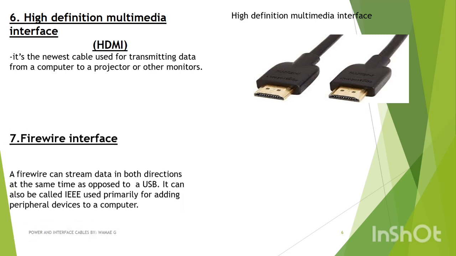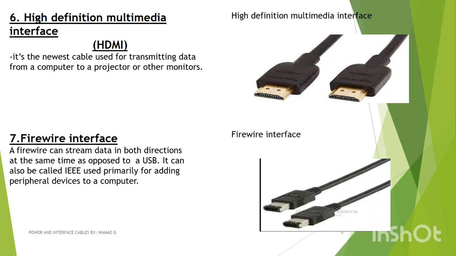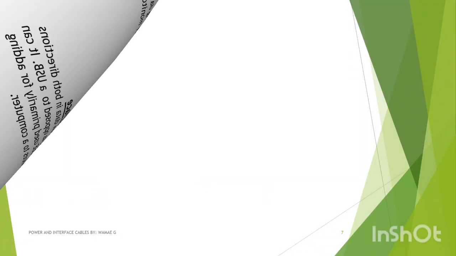Number 7, FireWire interface. A FireWire can stream data in both directions at the same time, as opposed to USB. It is also called IEEE 1394, used primarily for adding peripheral devices to a computer. Look at that. It can stream data in both directions, forward and backwards. It's unique. FireWire, that's the photo, clearly shown there.